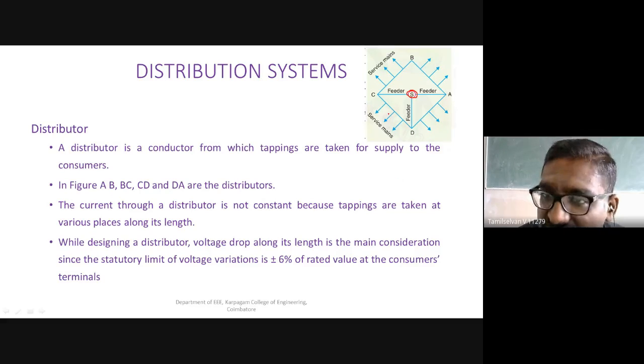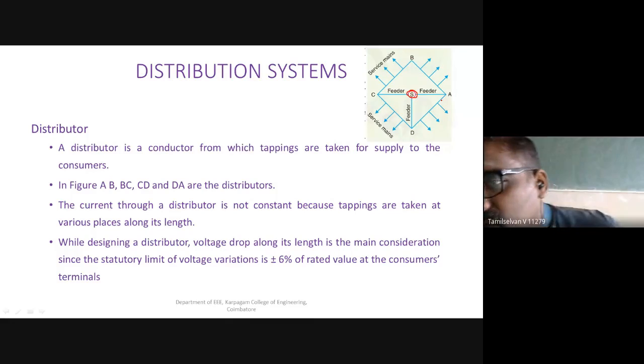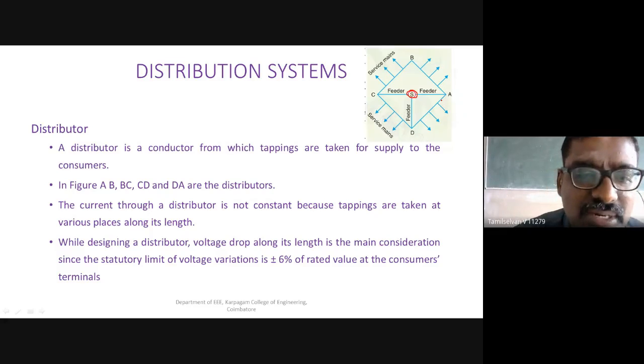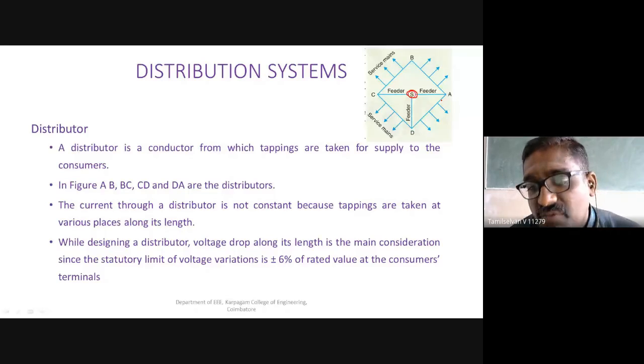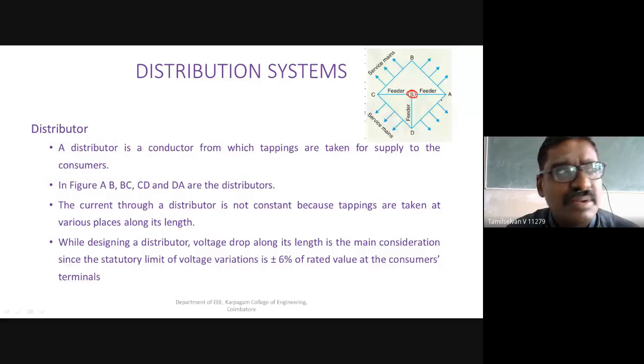Since so many feeders originate from your distribution substation, the voltage or the current will not be uniform. Depending upon the load, the current is going to be different, because the tappings are taken at various places and the lengths are different. That's why when you design a distribution system, especially a distributor, we have to maintain the voltage as constant. That's why, if you see three or more switches combined, one transformer will be there, to maintain the voltage constant.